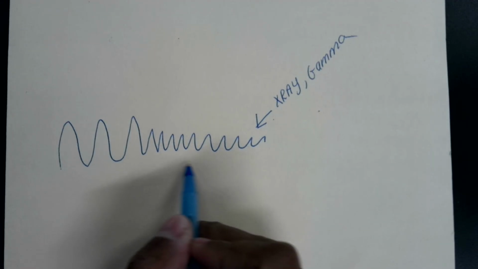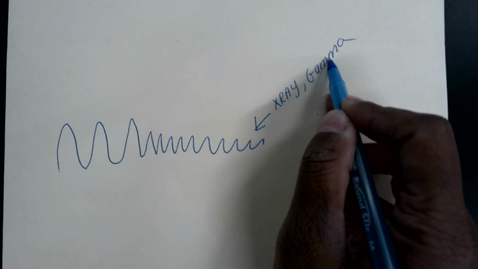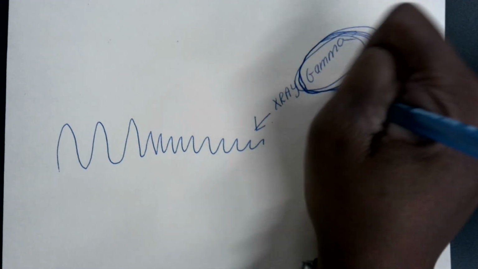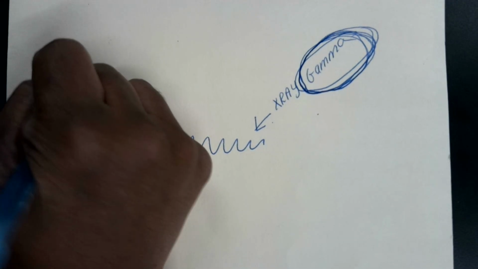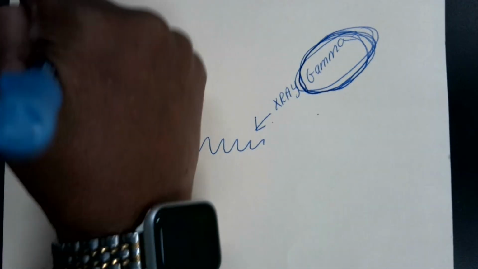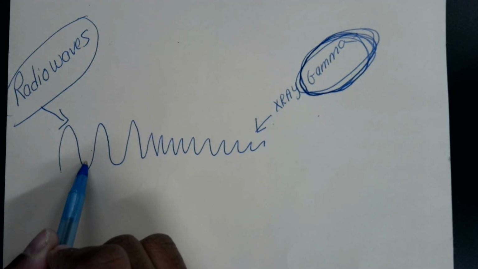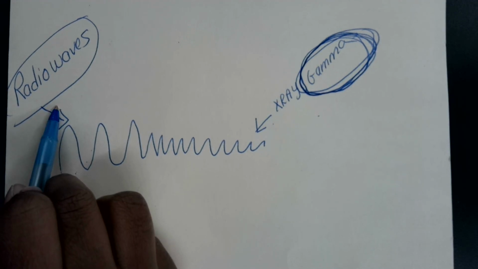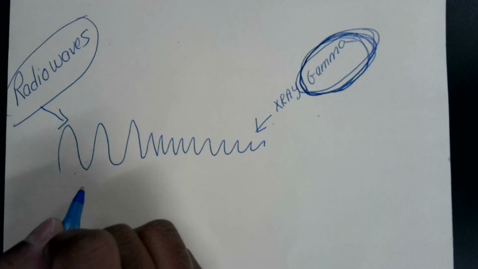All right, next to your wave picture, can you put on this end X-ray and then gamma? Gamma has the most energy, the lowest frequency, the lowest wavelength. The other side, radio waves had the highest frequency, the highest wavelength, and the lowest energy. So just write that on each end of the picture somewhere.